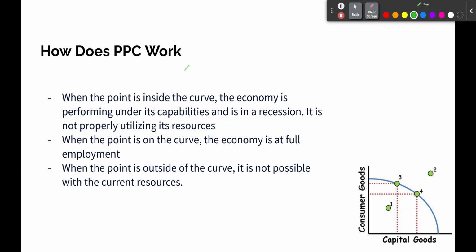Okay, so how does the PPC work? Again, as said, if the point is within the curve, so for example, 1 here, you're producing at suboptimal levels. If the point is on the curve, you're producing at optimal levels, or levels that correctly utilize the amount of resources you have. And at 2, for example, you're actually producing at a level that is not possible. You wouldn't be able to actually produce at that level just because that is more than your current resources can afford to do.